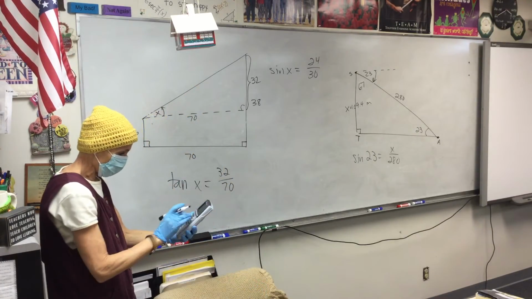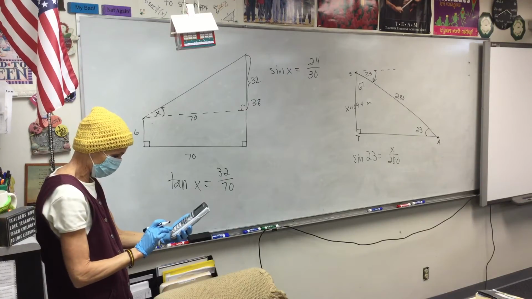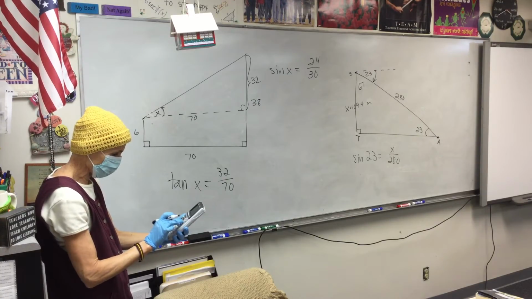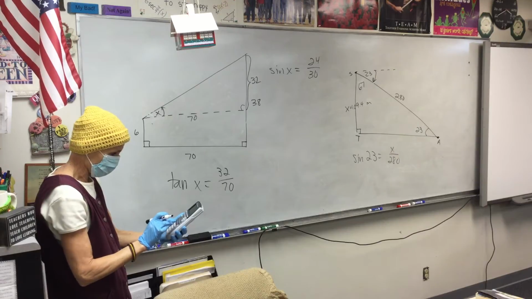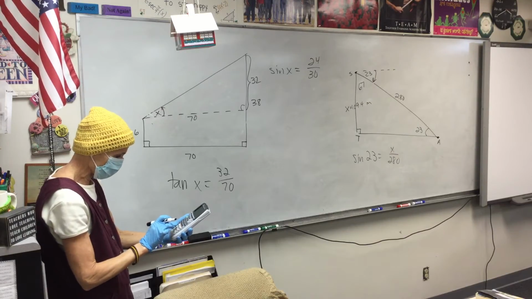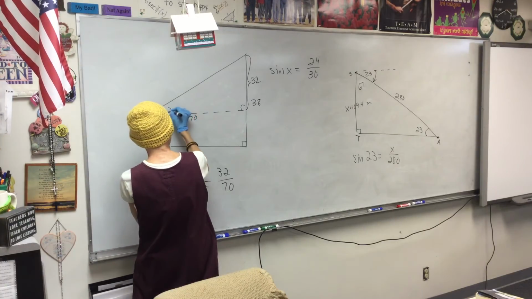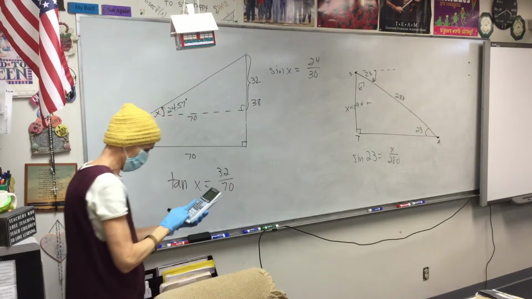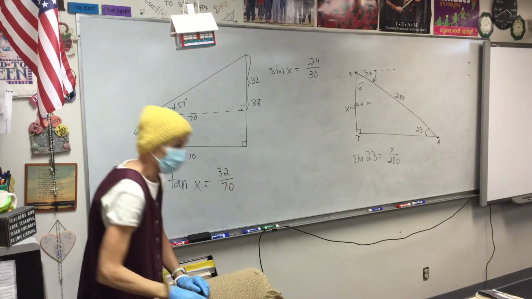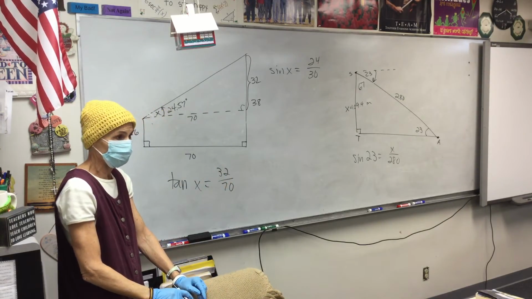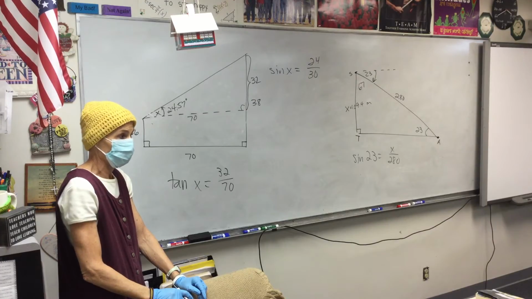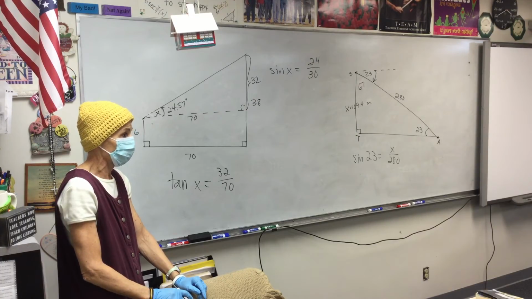How do I get x then? What do I have to do? 32 divided by 70. And then inverse tangent that. I got 24.57. Any confirmation? That's what I get. Everybody good?